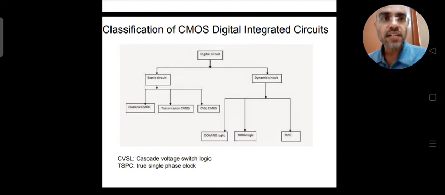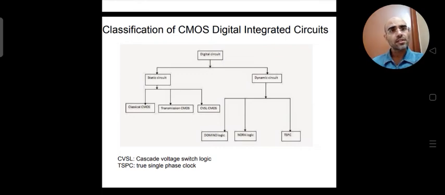Now in the static circuits, you will see the classical CMOS, which we are going to concentrate on in this course particularly. We will also study somewhat about the transmission CMOS gates and the CVSL gates. CVSL stands for cascode voltage switch logic. These are the things we are going to concentrate on. And in the dynamic circuits, if you classify, there is domino logic. So what is domino logic? If time is sufficient, then we will discuss those things as well. This domino logic, NORA logic, or the TSPC logic. We'll discuss them in detail when time permits.